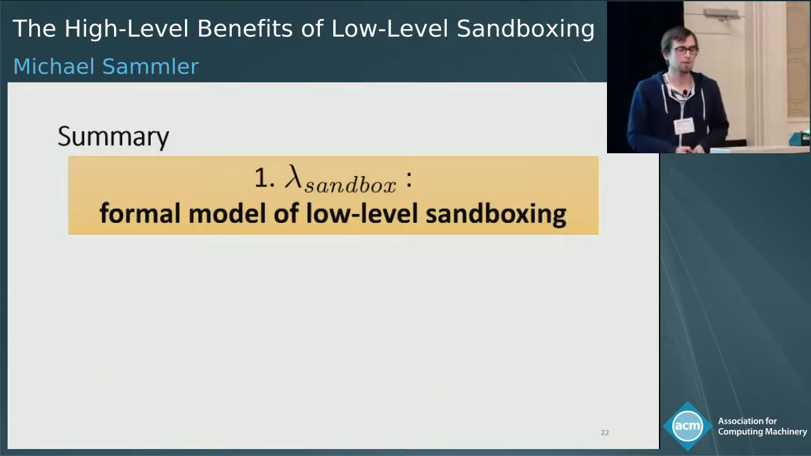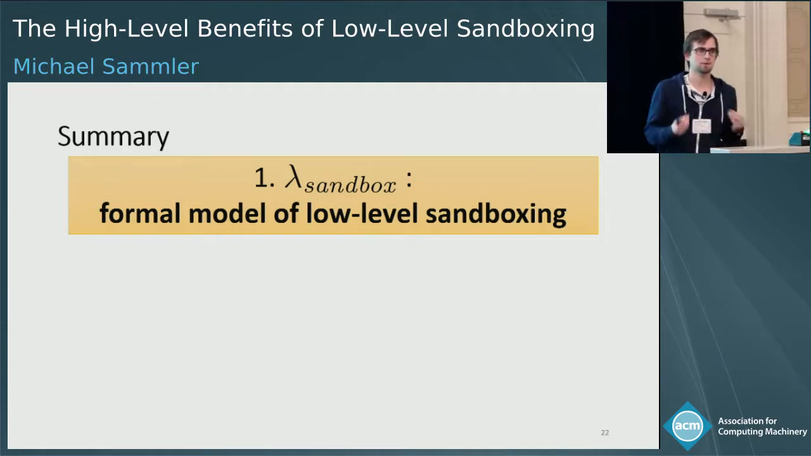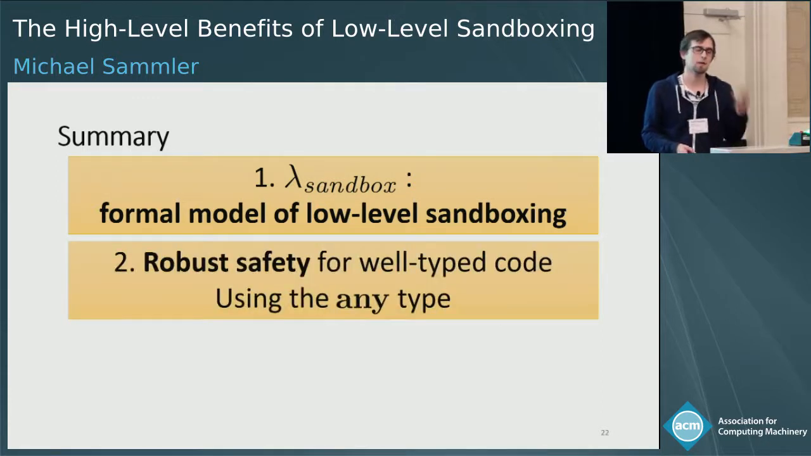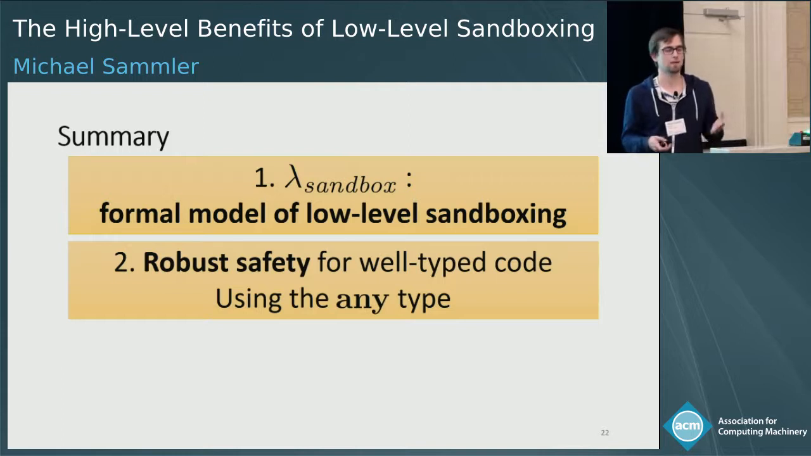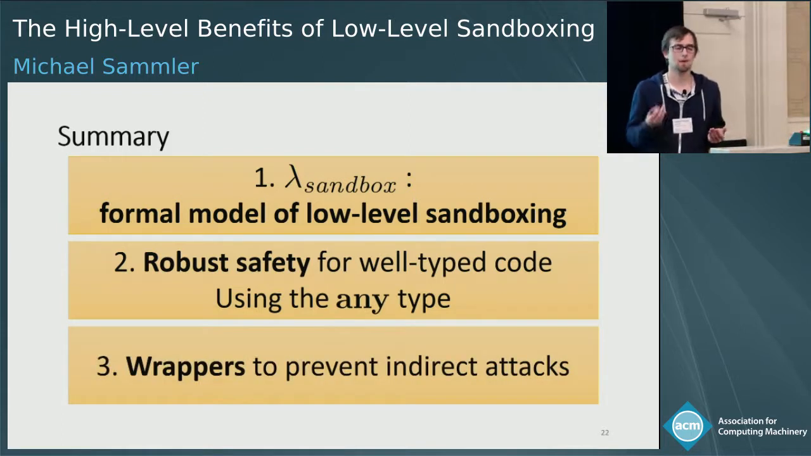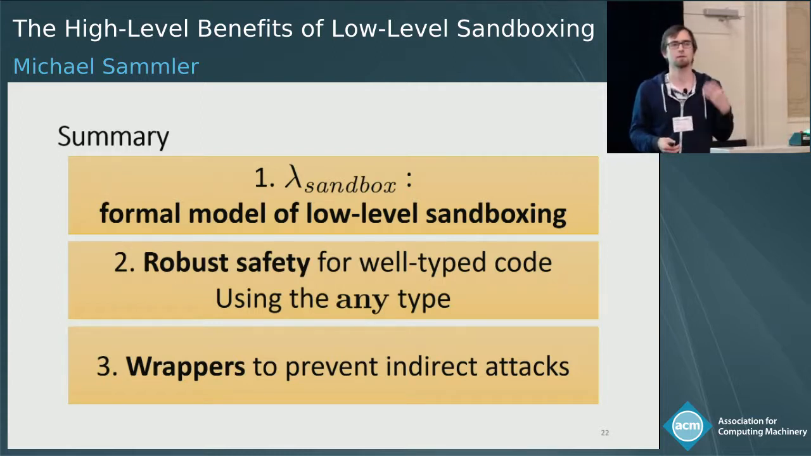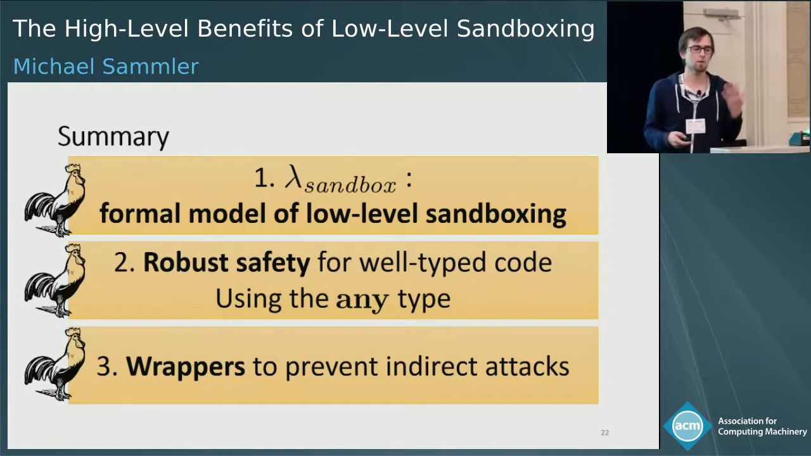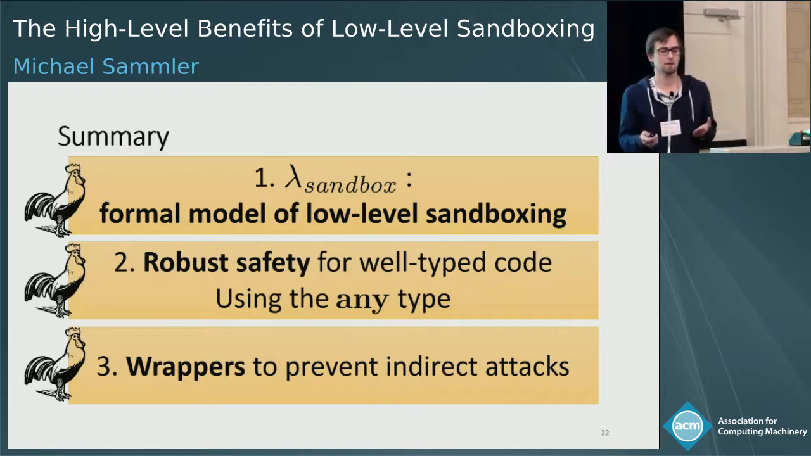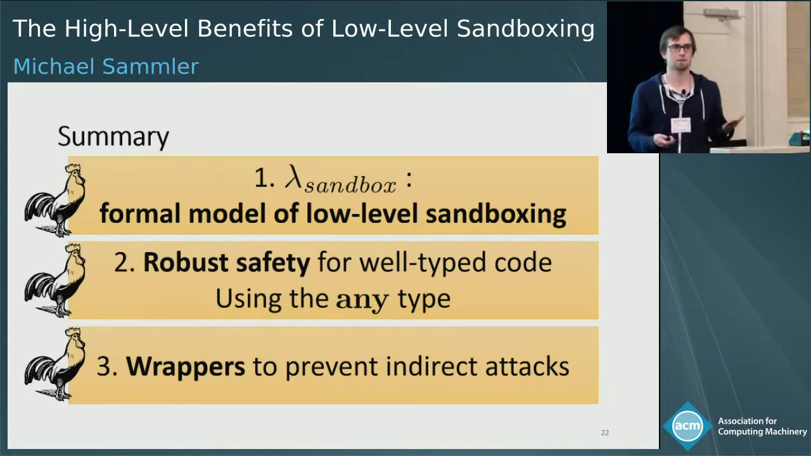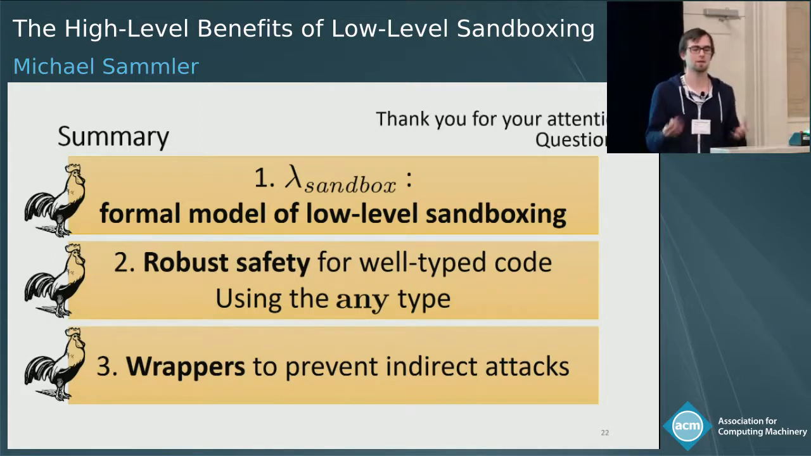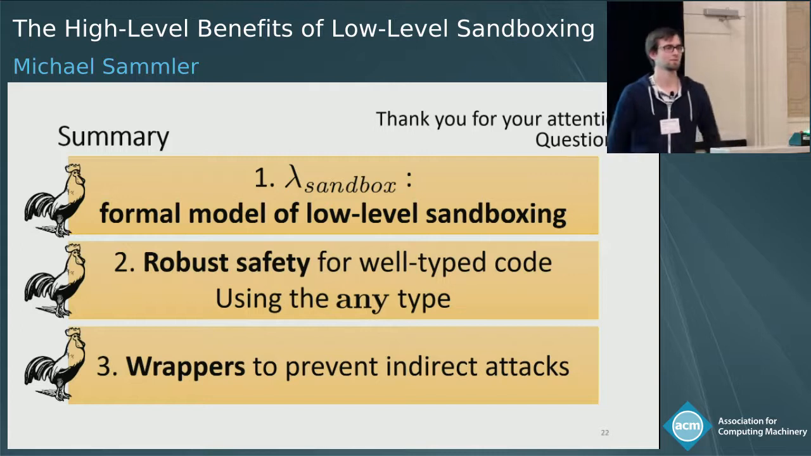So to sum up, we've seen Lambda Sandbox, which is our formal model of low-level sandboxing, and we've seen how we can prove robust safety for well-typed code which uses the any type. We have also seen how these wrappers can prevent these indirect attacks by automatically converting code to the any type. And everything we've done is formalized in Coq using the Iris framework. If you have more questions, have a look at the paper, or ask now, or I'm welcome to chat about that later. So thank you very much for your attention.